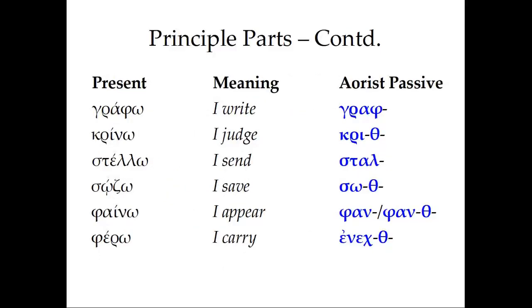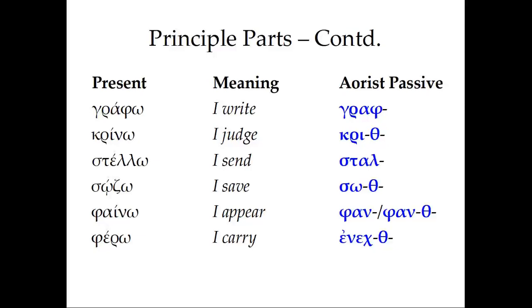So we've got verbs we know, like grapho, I write. Verbs we haven't really seen before, krino, I judge, and stello, I send. Sozo, though, we know, I save. Phaino, I appear. Phero, I carry. And we have the aorist passive stems here.